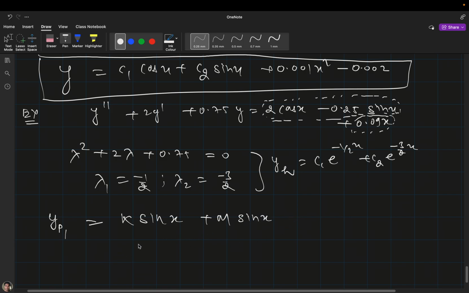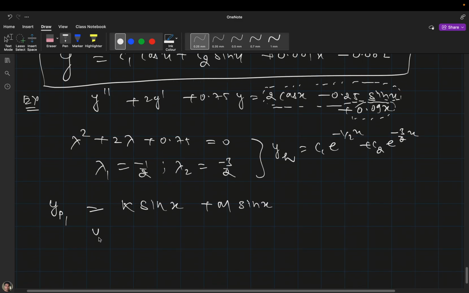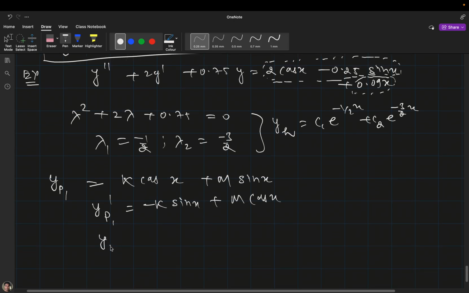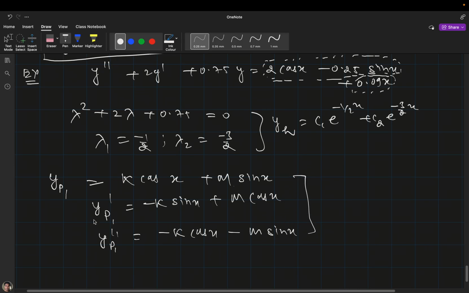Okay, I assume that. Now I will get the first derivative, that is k cos x. Oh yeah, it should be cos here, and it should be sine. So minus k sine x, and here it will be m cos x. And what will be the second derivative? Minus k cos x minus m sin x. Okay, I will substitute these three into that differential equation.